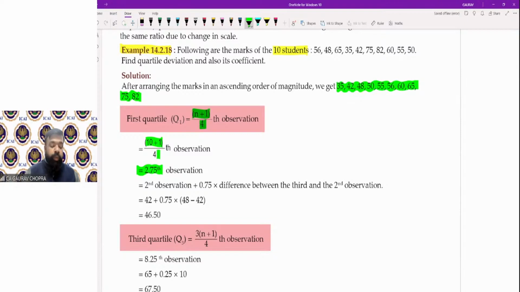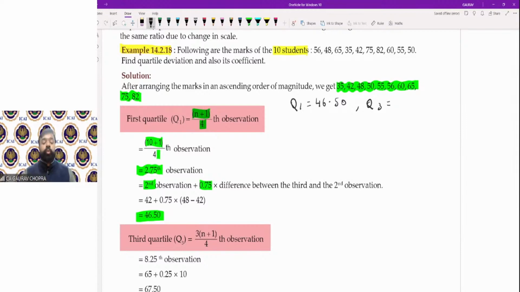Now let's calculate second plus 0.75, then third minus second. So finally we are getting 46.5 as Q1. तो Q1 का वैल्यू आ चुका है 46.50.